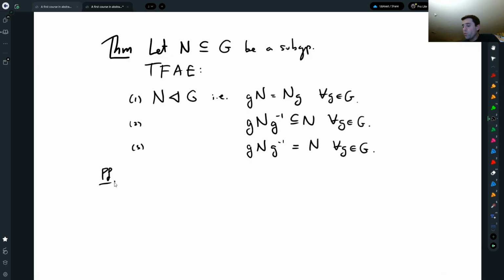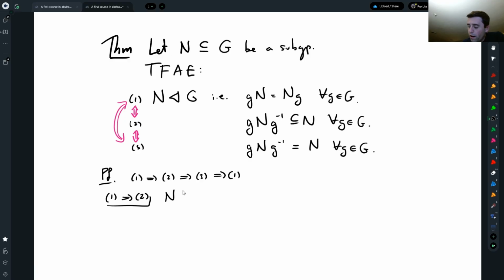So how are we going to prove that these are equivalent? We have to prove that this is equivalent to this, that this is equivalent to this, and this is equivalent to that. So we're going to do a circuit. We're going to prove that 1 implies 2, 2 implies 3, and that 3 implies 1. So let me start with 1 implies 2.